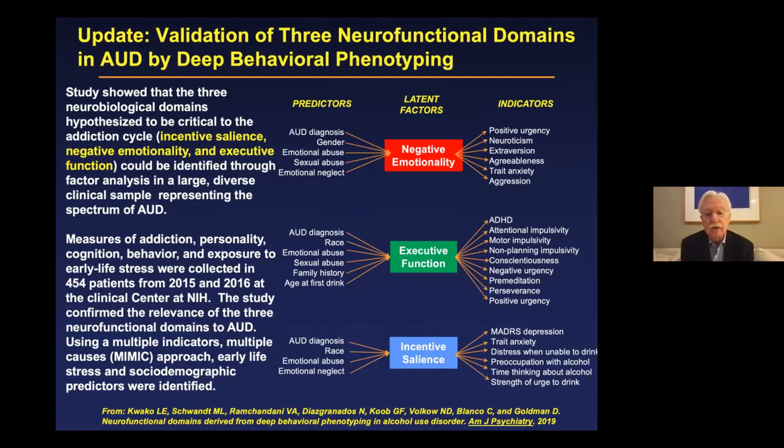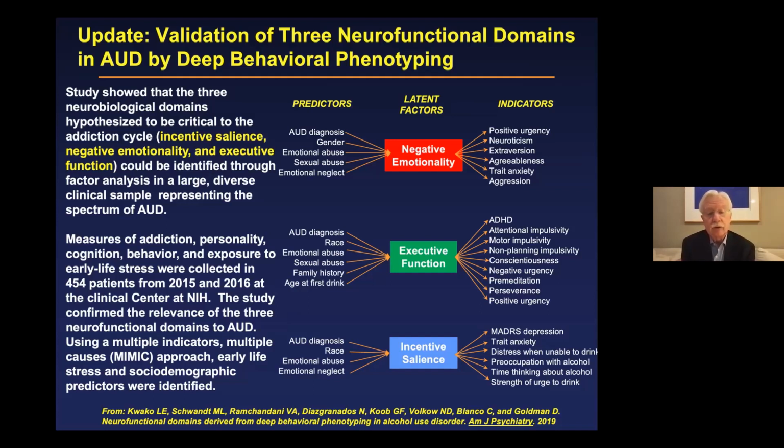But one question is, can we actually validate these three stages using this kind of approach? And so in a study that was published in 2019, showed that the three neurobiological domains hypothesized to be critical to the addiction cycle, incentive salience, negative emotionality, and executive function, could be identified through factor analysis in a large, diverse clinical sample representing the spectrum of alcohol use disorder. So these measures were taken of addiction, personality, cognition, behavior, and exposure, and early life stress. And they were collected in 454 patients from 2015 to 2016 at the clinical center at NIH.